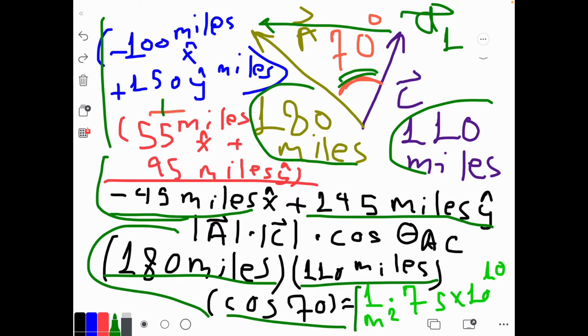Okay, we have our 180 miles and 110 miles, and then the cosine of 70, because I used a protractor and got 70. When I plug all these in for a dot product, I'm gonna get square miles 1.75 times 10 to the 10th power. In addition to that, I'm also adding the two vectors by their components, the x hat and y hat. I'm going to get negative 45 miles x hat plus 245 miles y hat.